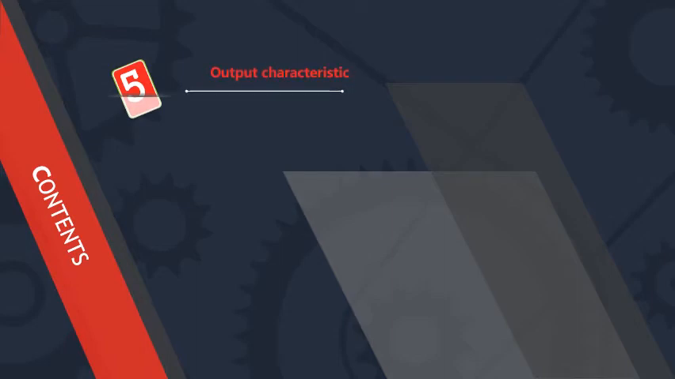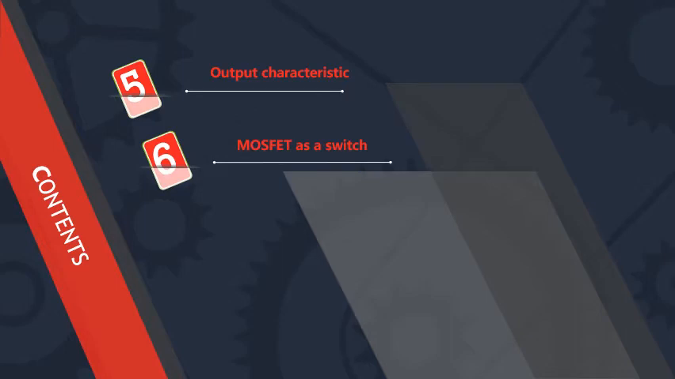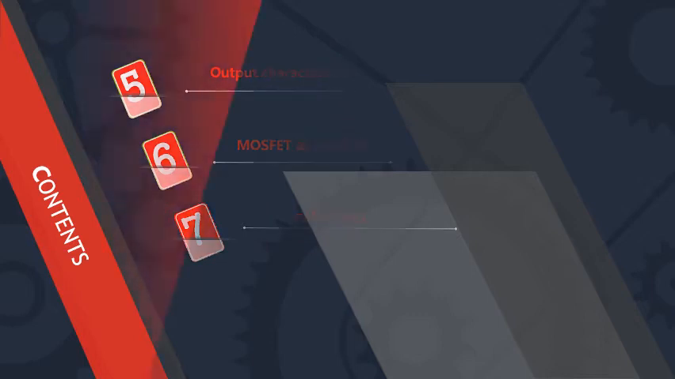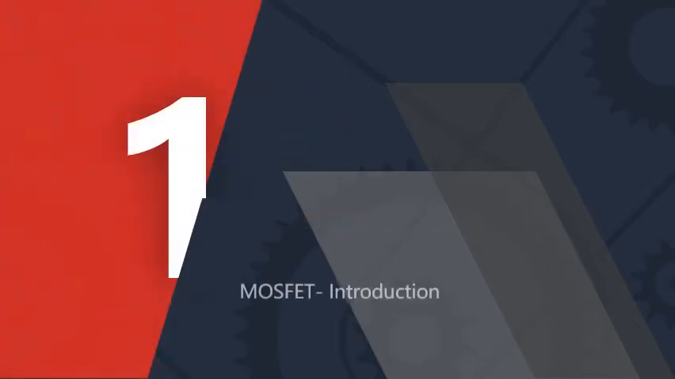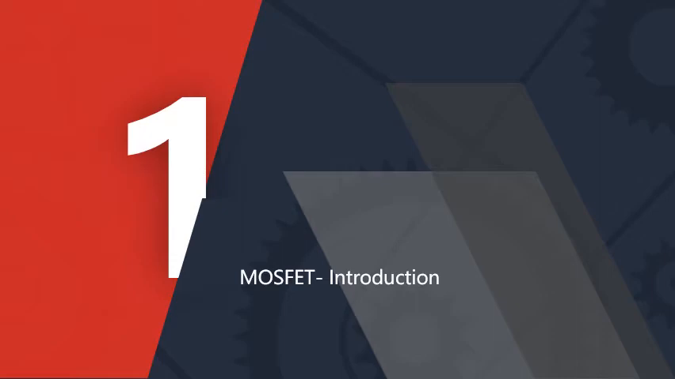After this, we will move on to the output characteristics of metal oxide semiconductor field effect transistor. Next topic is MOSFET as a switch, means using the MOSFET as a switch. How can we use the MOSFET as a switch? So in this topic we will study. And finally the references of this presentation. So in this presentation we will learn all these topics one by one. So let's start with the topic introduction of MOSFET.